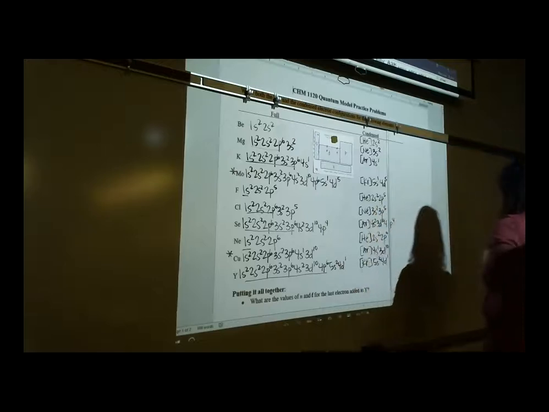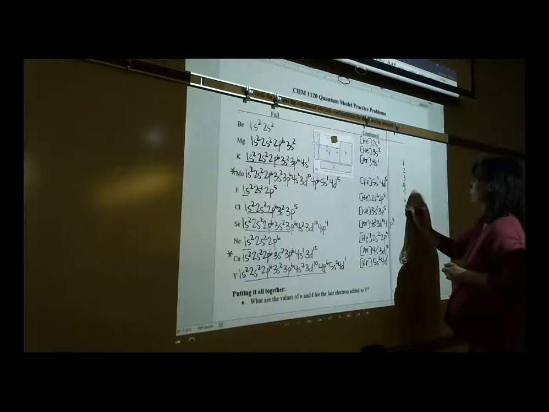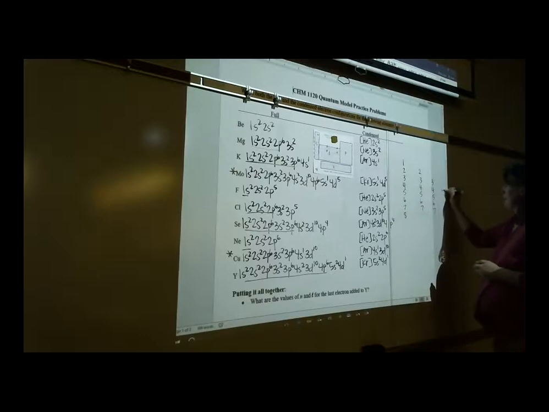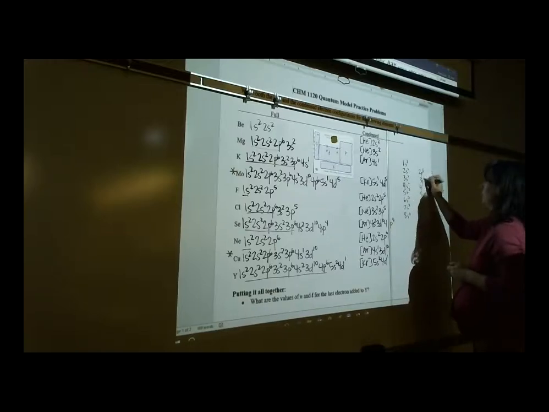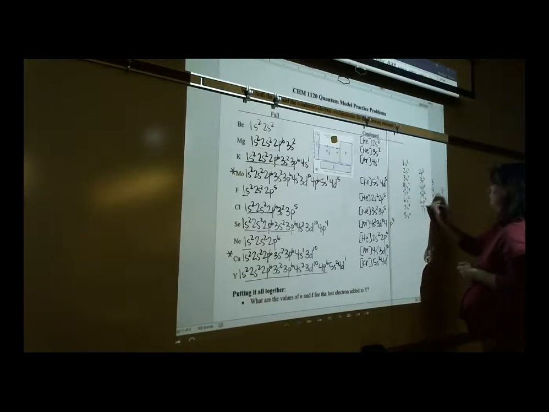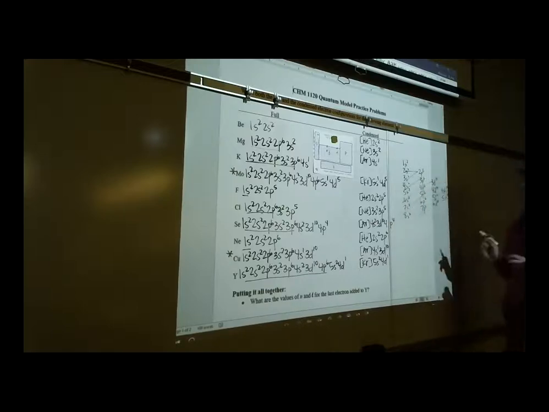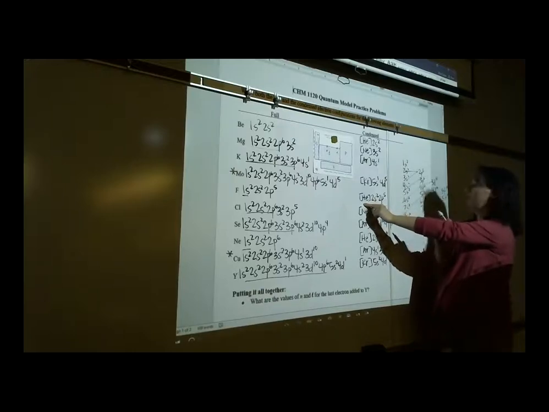Now remember, if you're doing this via diagonal rule, that's fine, right? Just sketch out the diagonal: s2, p6, d10, f14. Okay, so just a reminder that if you're doing it via diagonal rule, you'd have to figure out where your element leaves off, and then start there.